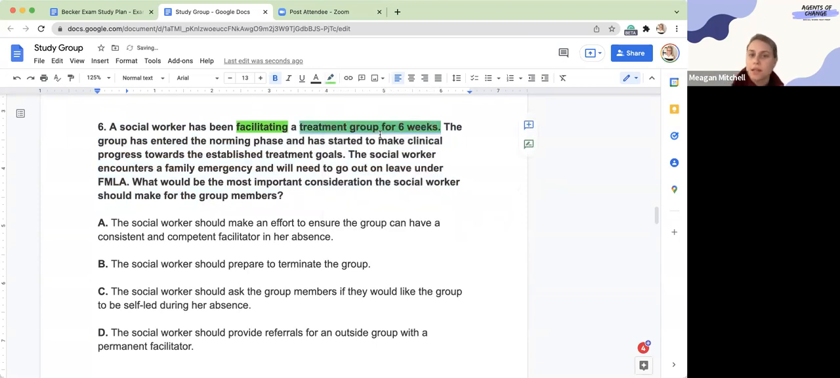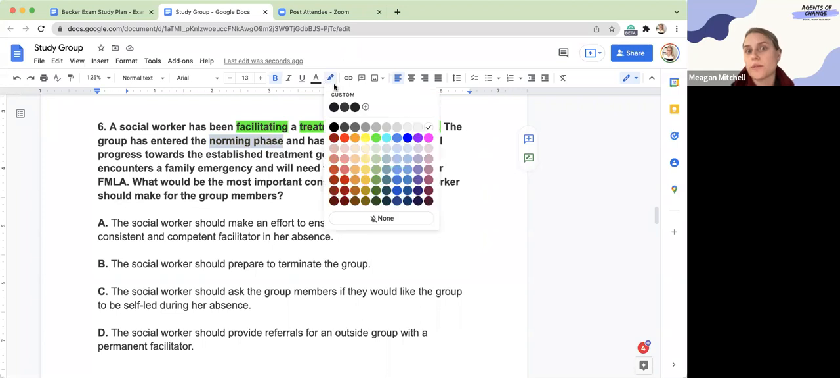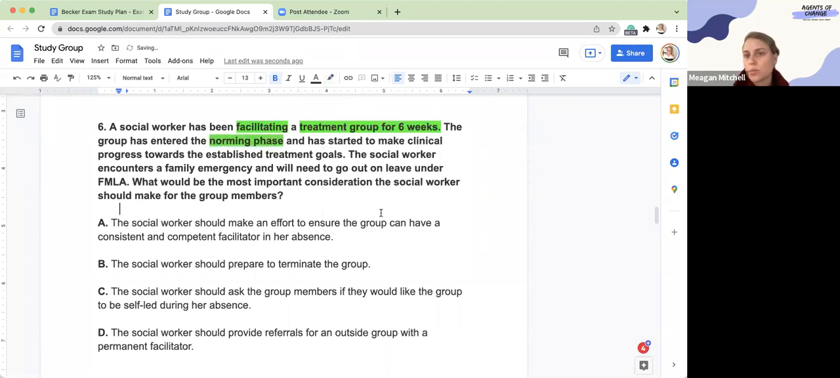So this has been established. You need to know about group work. Group work is very different than any other type of work. What is going on? They're in the norming phase. Who in the chat, what does the norming phase mean? What does the norming phase mean?